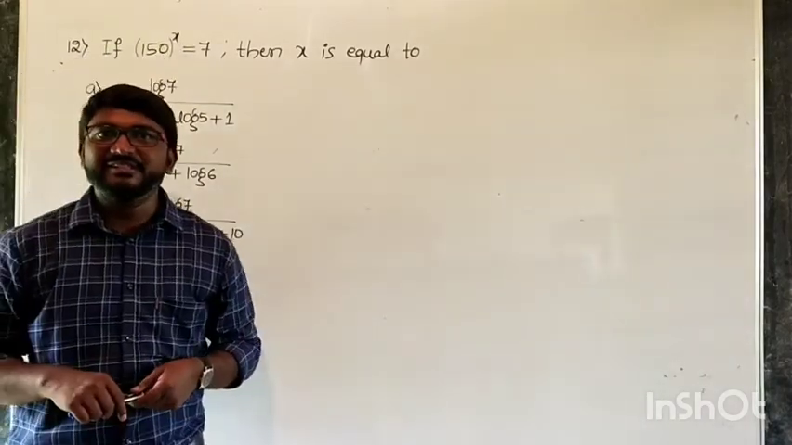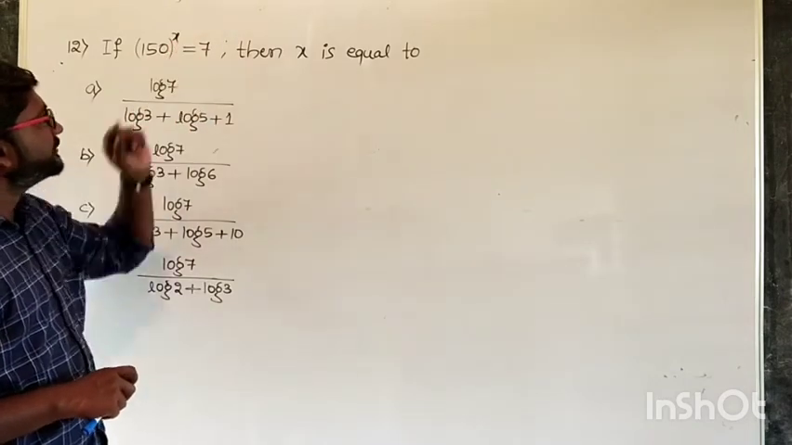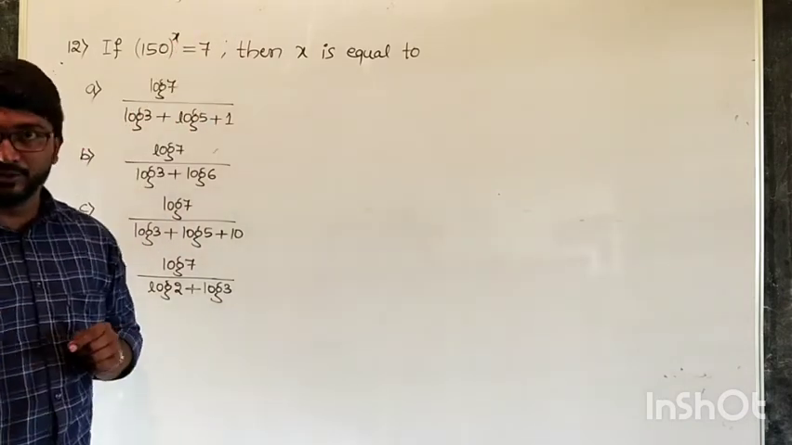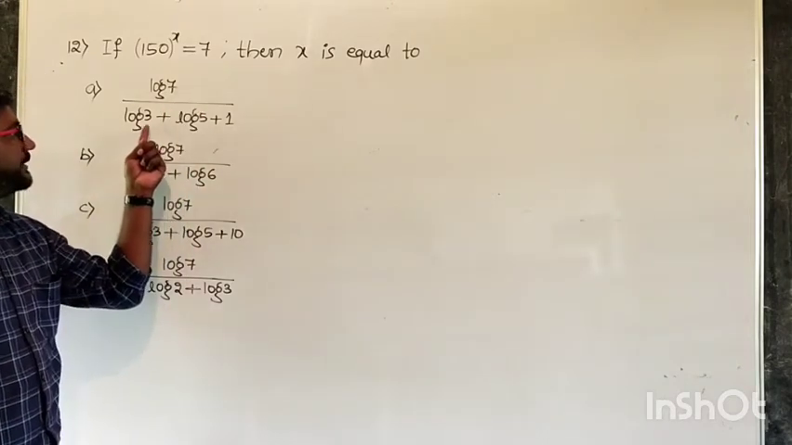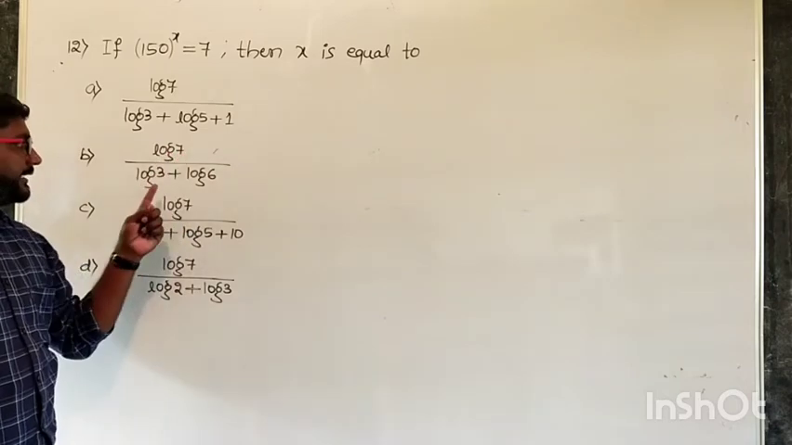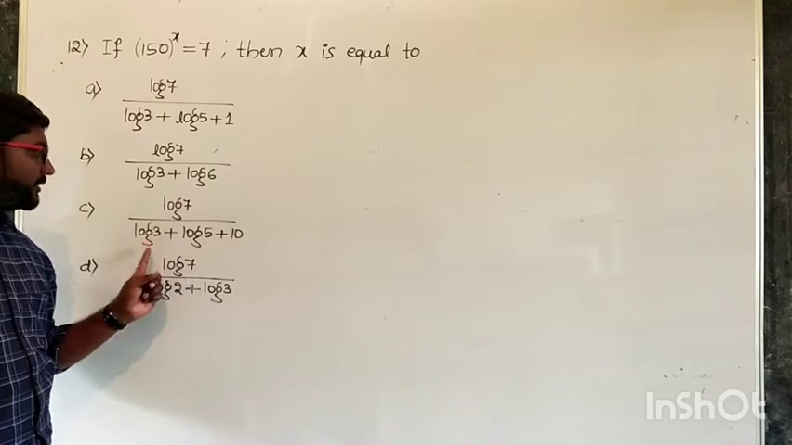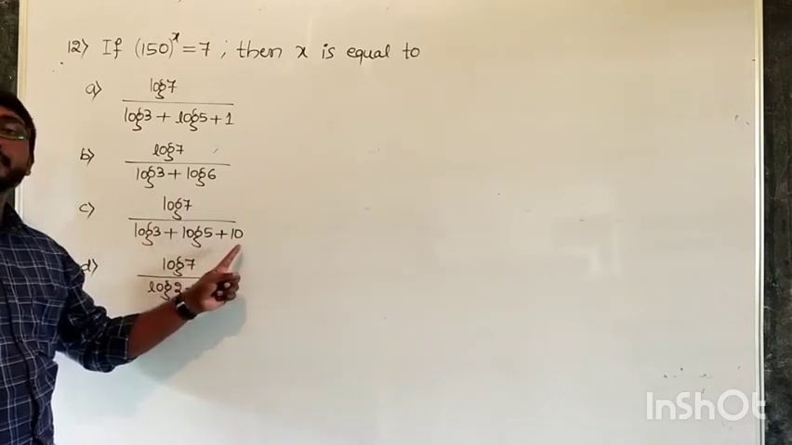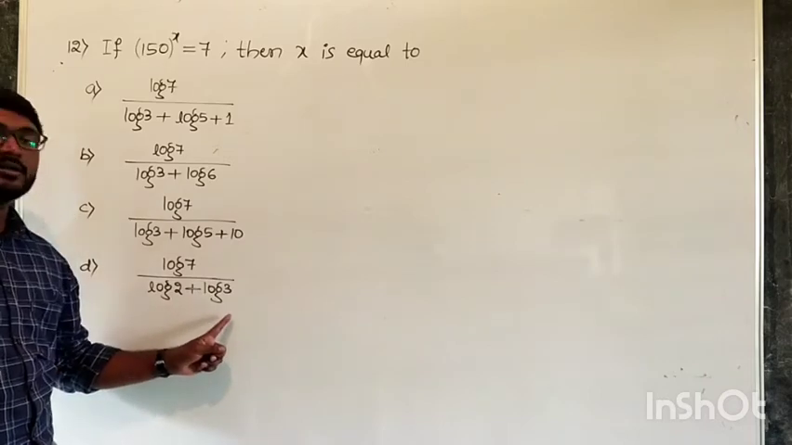So the 12th question, it is, if 150 to the power x is equal to 7, then x is equal to, the four options are log 7 divided by log 3 plus log 5 plus log 1, and then log 7 divided by log 3 plus log 6, and then log 7 divided by log 3 plus log 5 plus 10, and then log 7 divided by log 2 plus log 3.